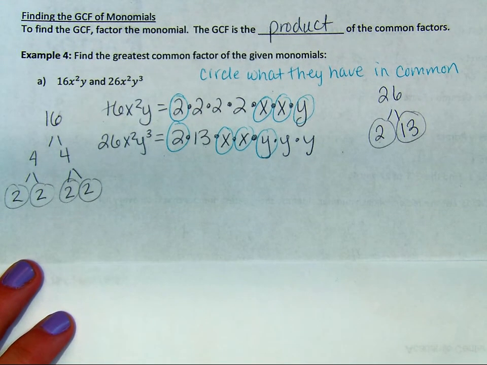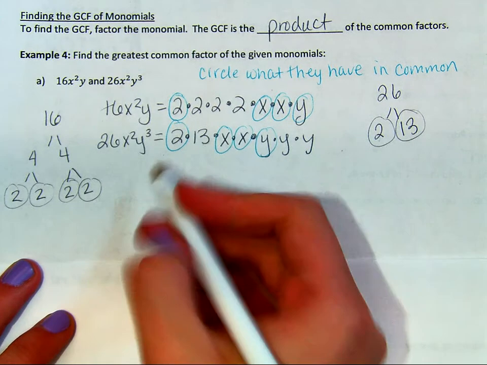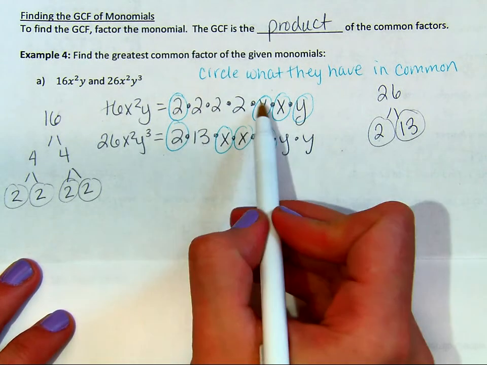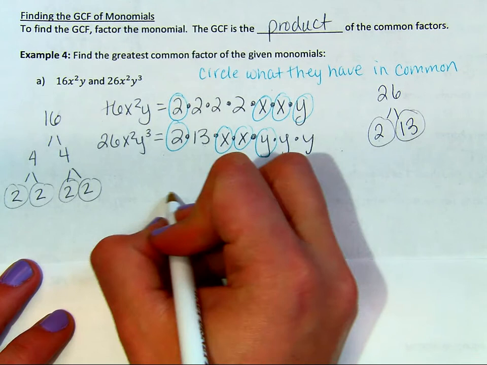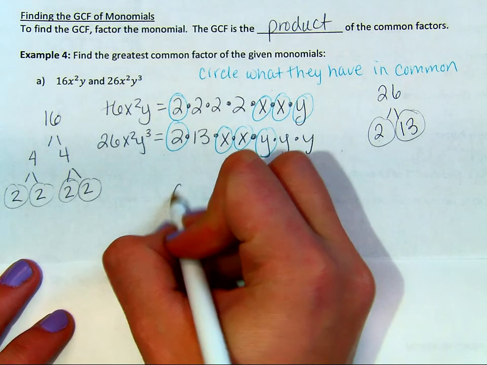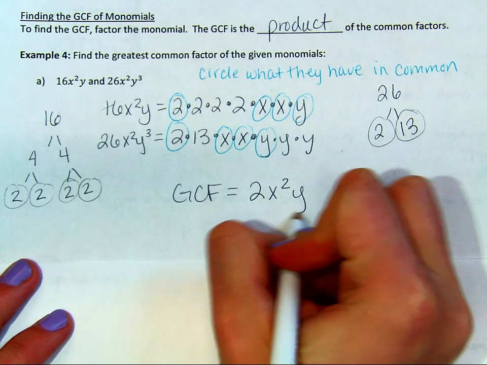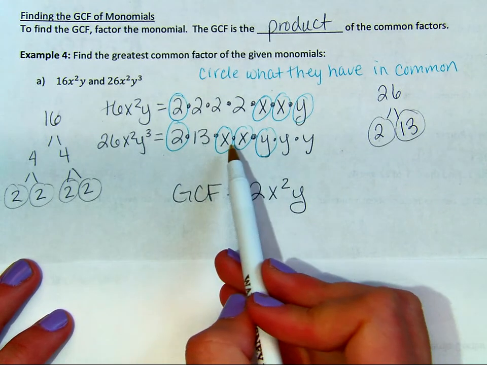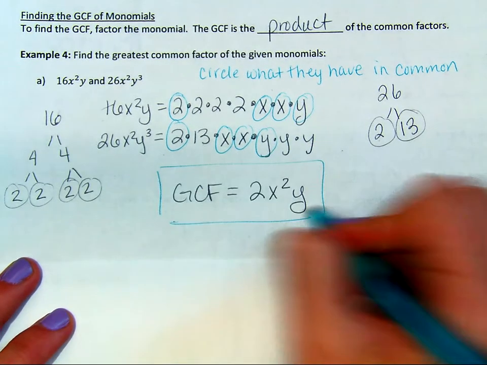Okay, now I'm going to take these common factors that I circled and multiply them together. So I get 2 times x times x times y. X times x is just x squared. So the GCF is going to be 2x squared times y, since they both had a 2 times x times y. And that's my solution.